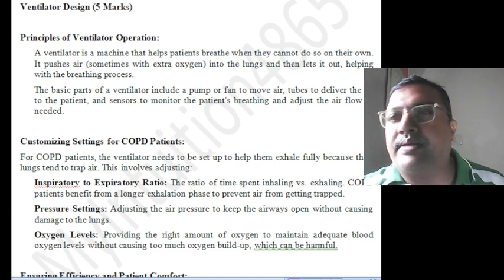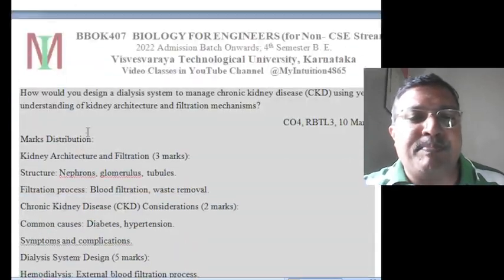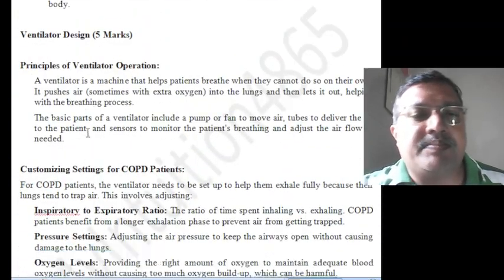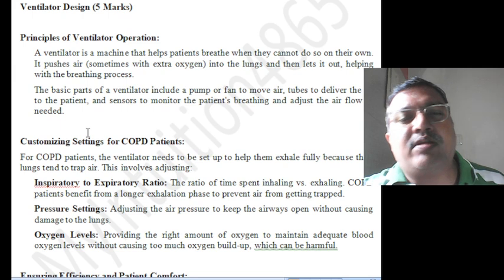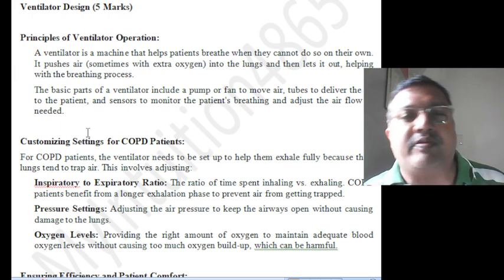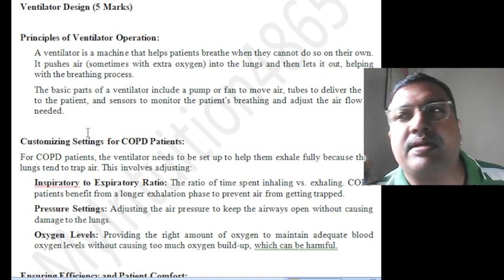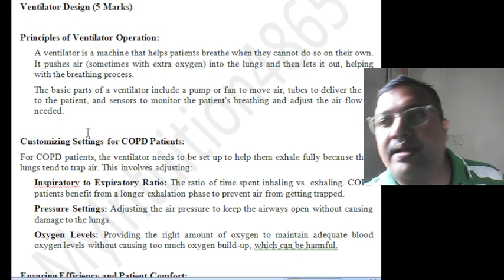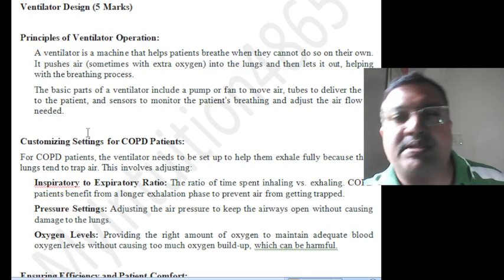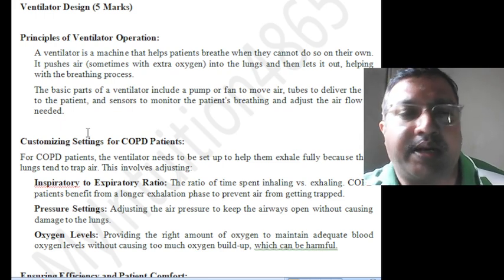Based on that, the design. Okay, so principle of ventilator operation. Only one page. A ventilator is a machine. I didn't give the image of the ventilator here; I'll collect it from the previous note and connect it here. If anybody purchases my notes, it will be there. This explanation I have not added there.